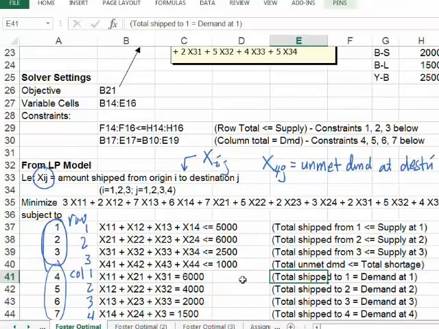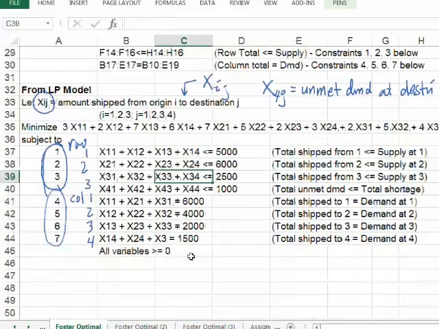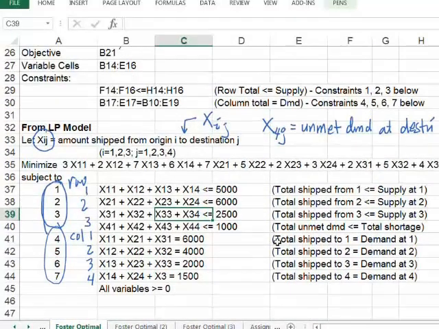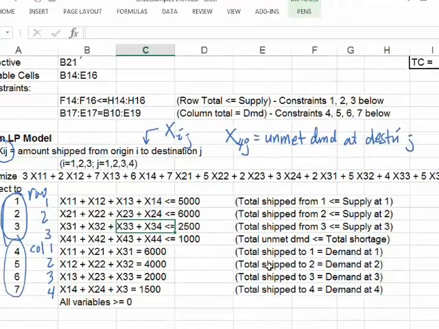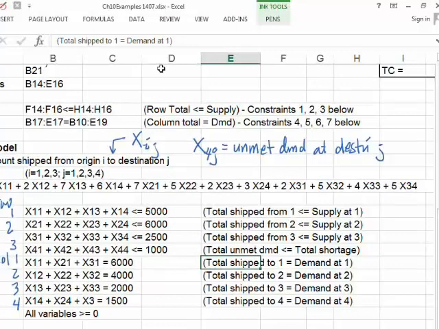And then what else? What about the columns? We want to say something like total amount shipped to... Okay, now this will no longer be satisfied, so we won't be able to meet all the demand. So these are not realistic. But what we want to do is something like total amount shipped to 1 plus the unmet demand at 1 is equal to demand at 1.